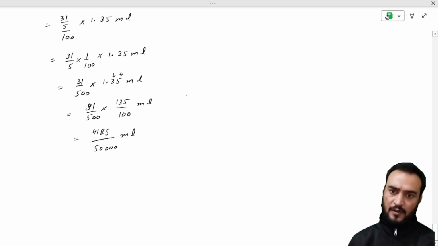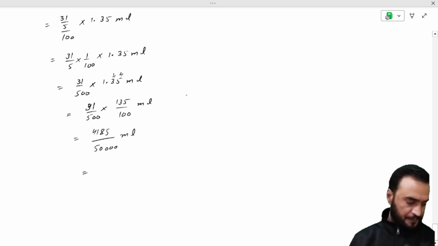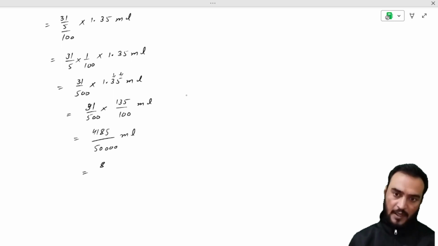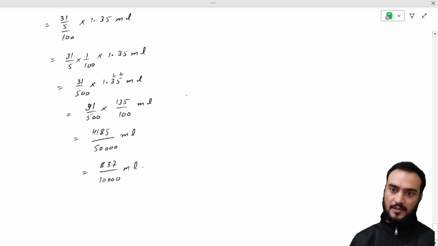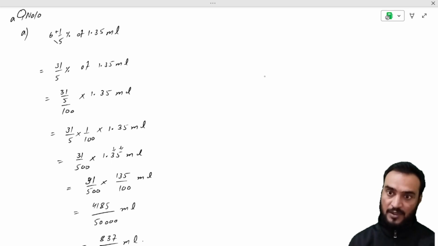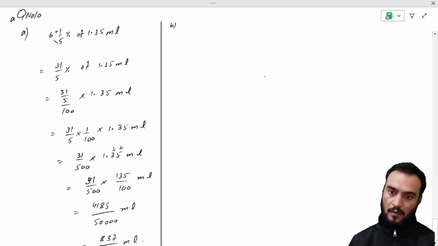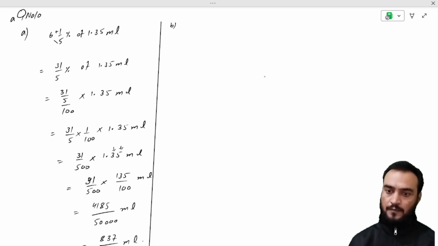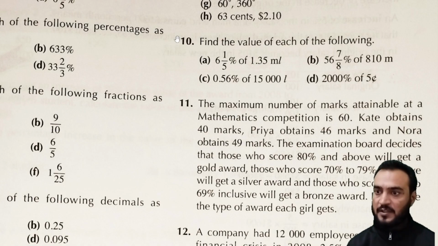50,000 milliliters. Dividing 4185 by 50,000, we get 837 divided by 10,000 milliliters, and this is the answer. So this is how we find 6 into 1 over 5% of 1.35 milliliters. So let us solve part B of question number 10. Part B of question number 10 is: 56 into 7 over 8% of 810 meters. So let us solve this.